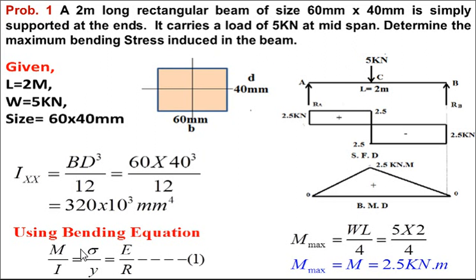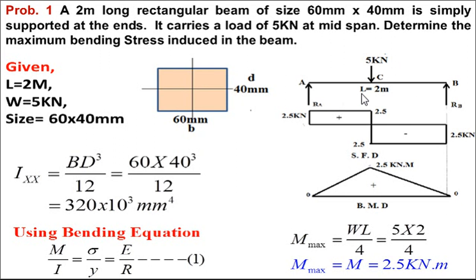So we have to use the flexural equation M upon I equal to sigma by y, and using that you have to find out the bending stress sigma. But before using this equation, you should find out all the terms in the equation. So the first term is moment, M. What is M here? When a beam is simply supported with central point load, its bending moment is calculated using the formula WL by 4. That we have discussed in the SFD and BMD chapter, that is unit number 2.